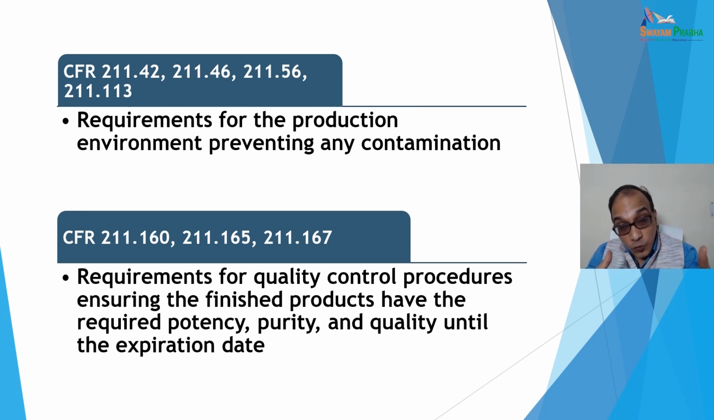CFR 211.42, 211.46, 211.56 and 211.113 provide the requirement for the production environment, preventing any contamination. While CFR 211.160, 211.165 and 211.167 provide the requirements for quality control procedures ensuring the finished product has the required potency, purity and quality until the expiration date. So this is the listing of CFRs giving the different guidelines for different aspects of pharmaceutical parenteral manufacturing.